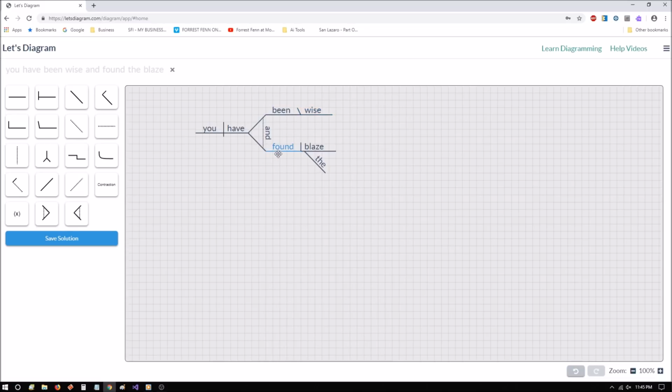And then found, this is kind of the important one. I want to first say, like I initially said at the start of the video, have is setting us into the past tense. So saying you have been wise, so you have been wise before we reach this part of the poem. Well, the same thing would apply here. It also puts all of this into past tense.